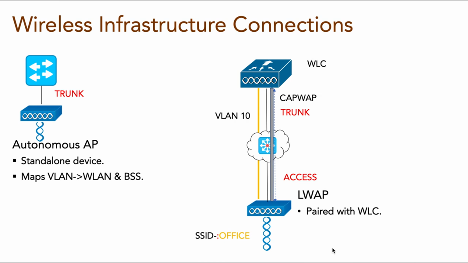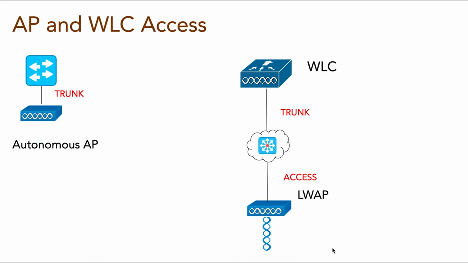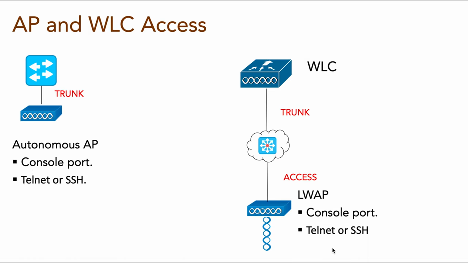Next, let's look at how we can have management access connection on AP and WLC. Cisco APs can be managed through the console port on the AP. Once the IP is configured, you can also use Telnet or SSH to connect to the CLI. Autonomous APs support browser-based management sessions via HTTP or HTTPS, whereas lightweight APs can be managed from a browser session to the WLC.